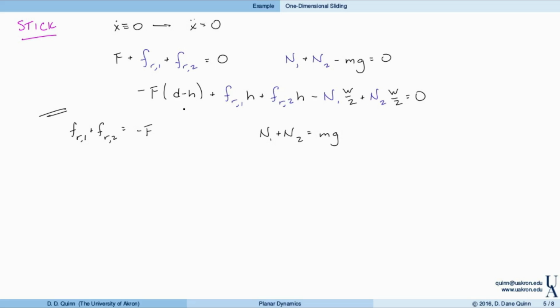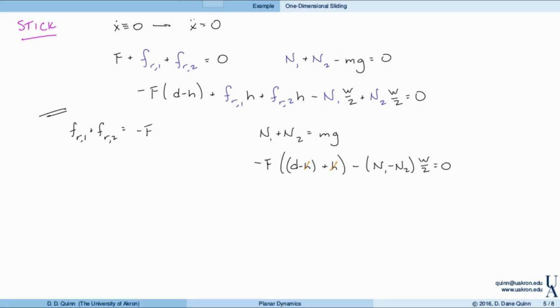So now this last term from angular momentum balance can be reduced to the following. And as I do this, I'm going to go ahead and substitute in that the net friction force is equal to minus F. So I'll actually factor out a minus F from these two terms, and I'll factor out the w over 2 from these last two terms. And so we end up with minus F times d minus h from this first term, and then we had a minus F from the friction forces, so we have plus h, and then minus N1 minus N2 times w over 2 equals 0. So a couple of nice things happen. In particular, these h's cancel out. And so then I can solve for N1 and N2.